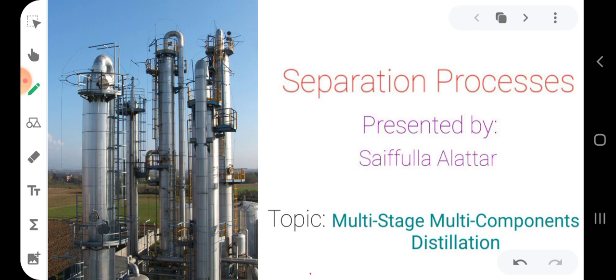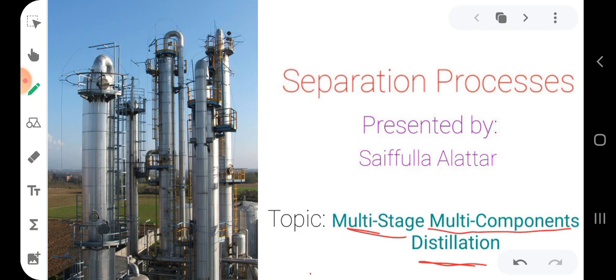So we are still talking about distillation, which is a separation technique based on the difference in boiling point temperatures between the light component and the heavier components. And we are still talking about a multi-stage. So it's like we are having a column, and inside this column there are many trays or stages. But now the new term here is multi-components.